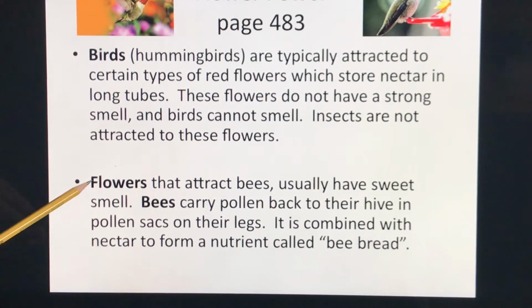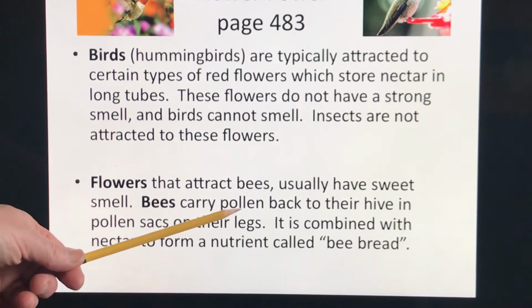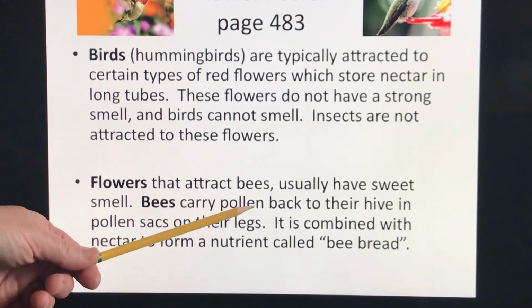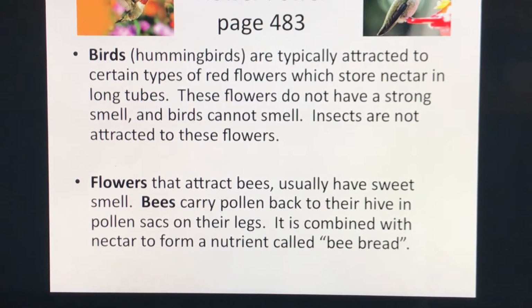Now, the variety of flowers that attract bees usually will have a sweet smell. And interestingly, the bees will often carry pollen back to their hive in sacs on their legs called pollen sacs. And then this pollen is combined with nectar back at the hive to form a nutrient called bee bread for the larvae.